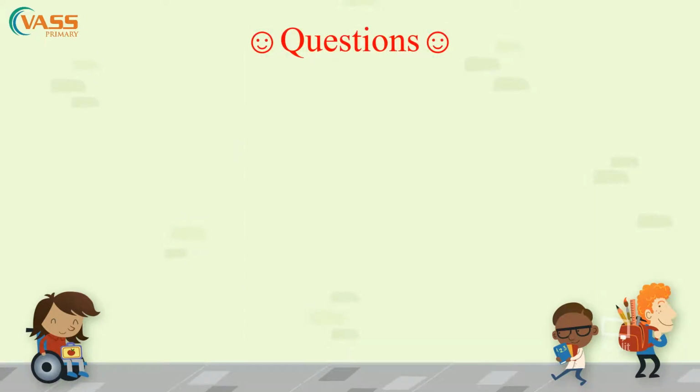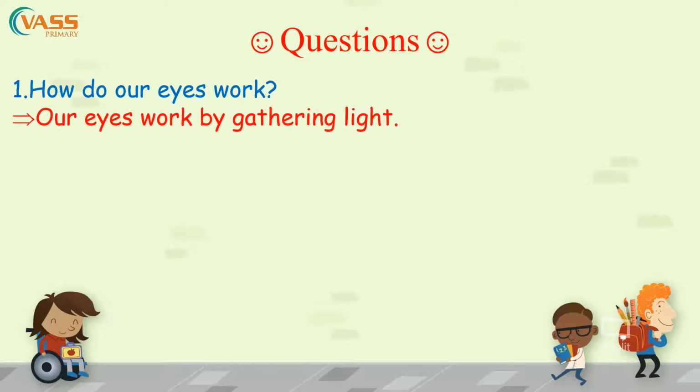Alright, let's try some questions. Number 1. How do our eyes work? Can anybody explain how our eyes work? That's right. Our eyes work by gathering light. When we look at something, light enters through our eye and it gathers a picture which then transmits that image to our brain, and we comprehend that as sight.